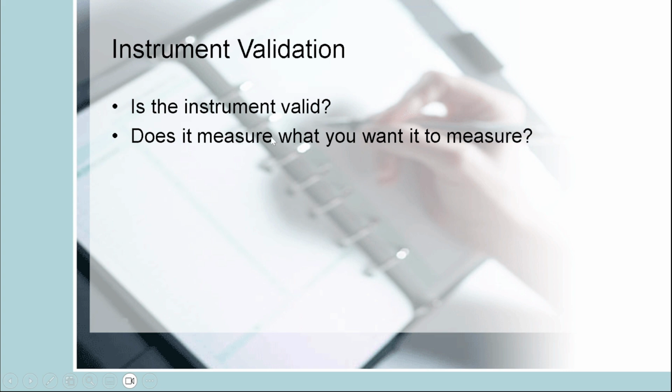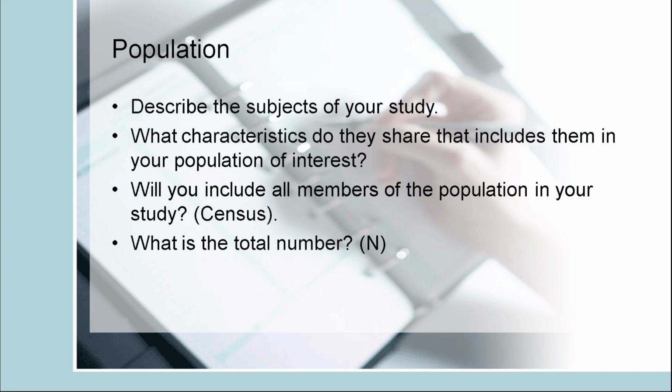One, is there a professional that checks the content of your questionnaire? Second, does it measure what it wants to measure, meaning is the question you have cited in your instrument parallel to, or really addressing, the objectives you have cited in your chapter 1? So that's the thing. And then population: describe the subject of your study. What characteristics do they share that include them in your population of interest? Will you include all members of the population in your study? So that is a census type.